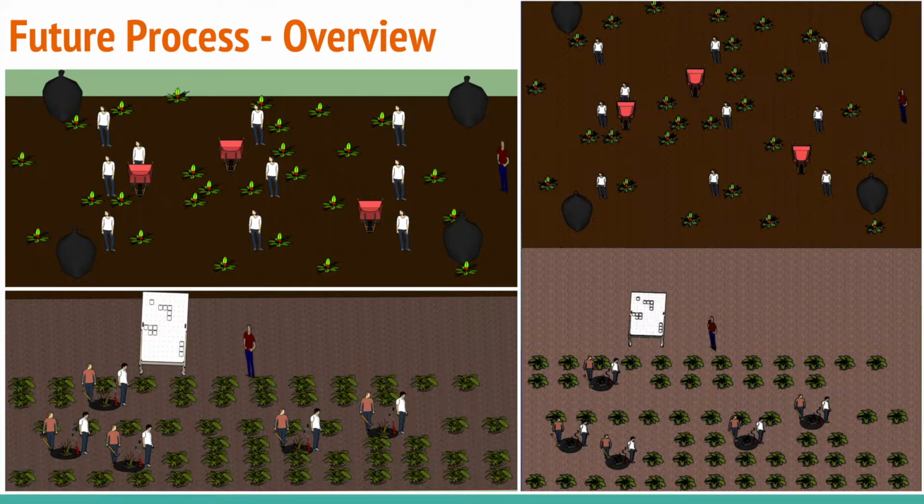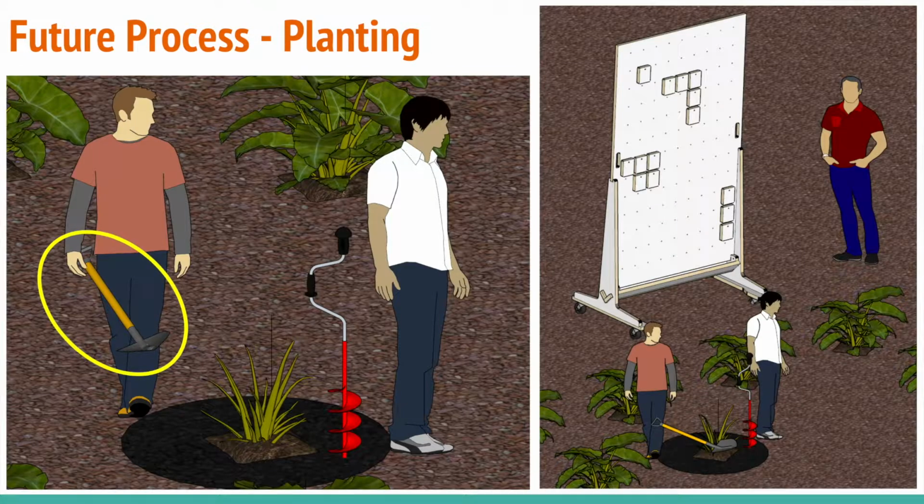Here is an overview of the future process. By using SketchUp, it was easy to visualize where some important changes could be made. Volunteers and supervisors have been moved to evenly distribute the workload. For the future planting process, you can see the volunteer with the red shirt has his hand trowel and shovel replaced with a long shovel. This will aid him when digging into the soil without bending.